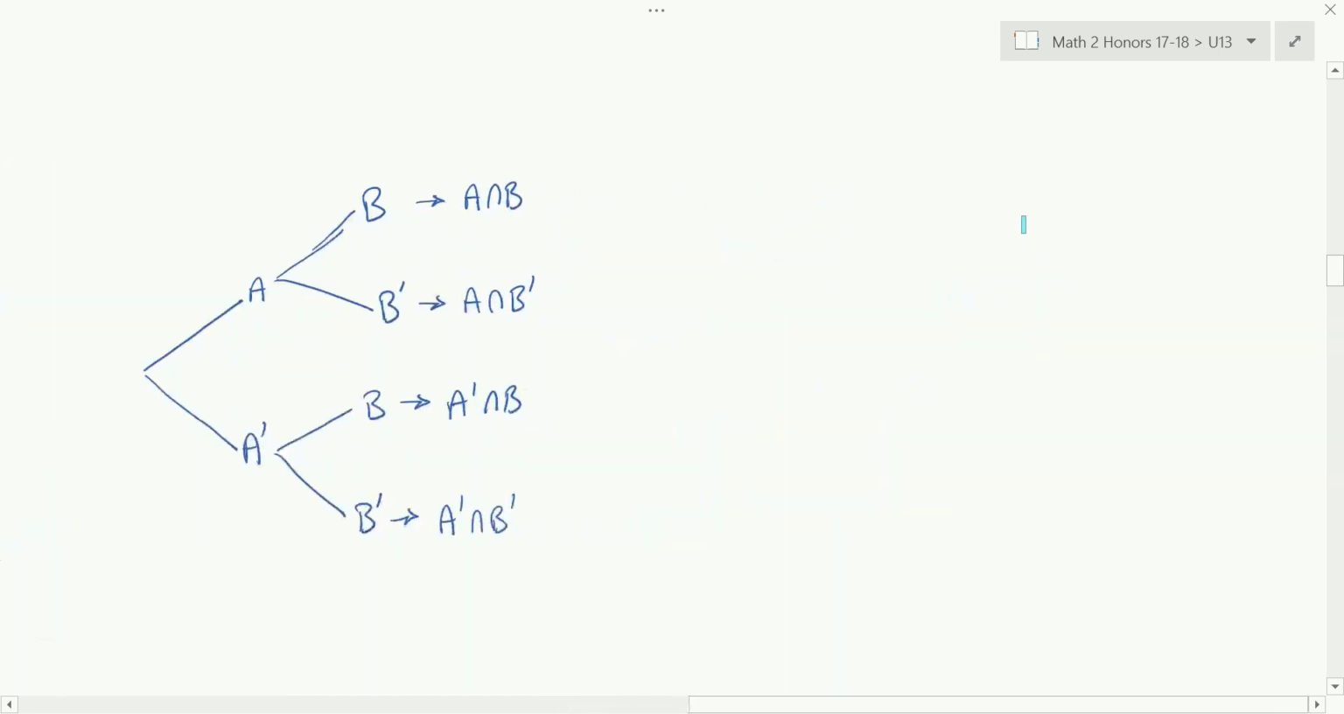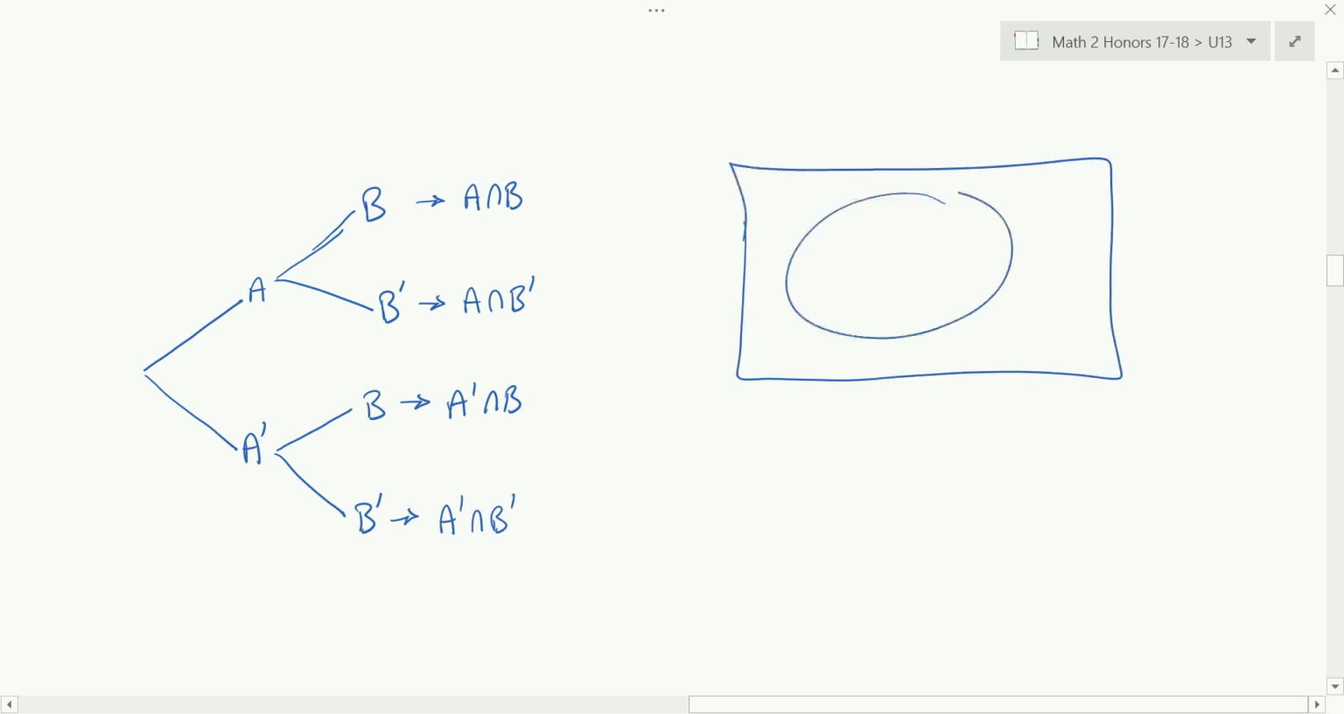And this is another way to represent our Venn diagram. Remember we had our Venn diagram. We've done this a few times. And if the first circle represents A and the second one represents B, what do we call this in between? This would be the intersection. This would be A and B, right? But what would this be?